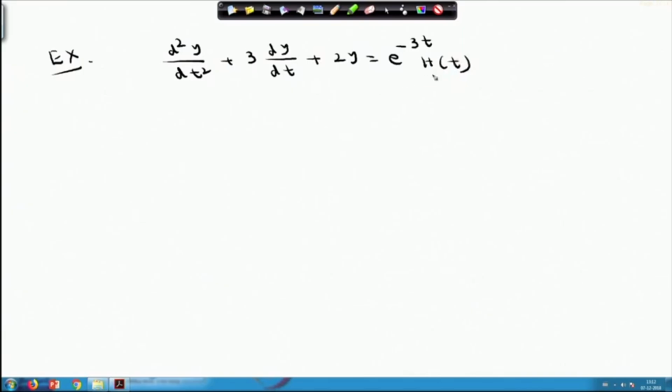This already we have done. What is the Fourier transform? Where h(t) is the Heaviside unit step function, as we have mentioned earlier, where h(t) equals 1 for t greater than 0 and 0 for t less than 0.